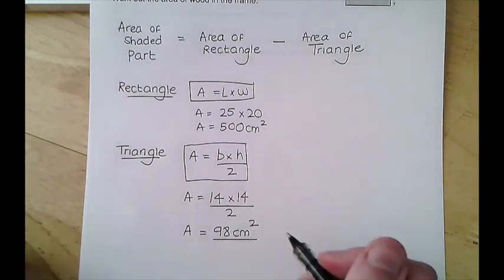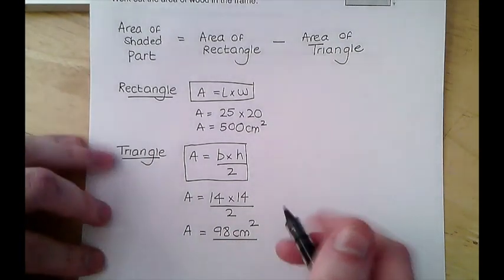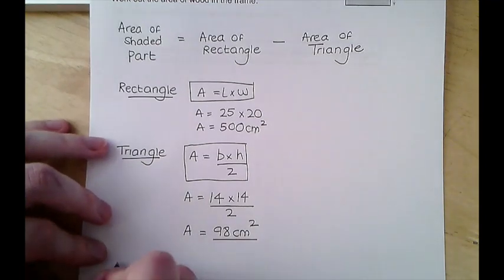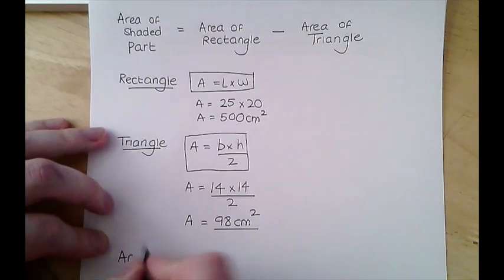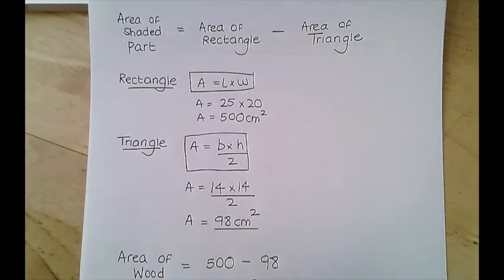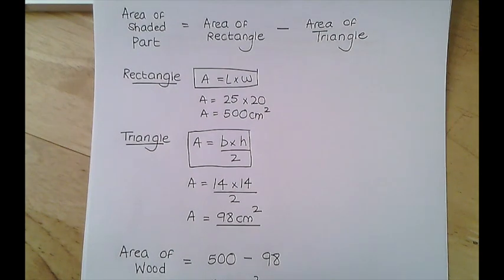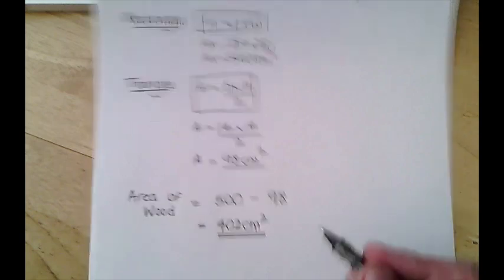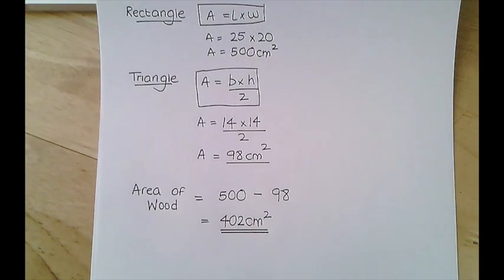Now remember, that's not our final answer. So the area of wood is 500 take away 98, which is 402 centimetres squared. And that's our final answer.